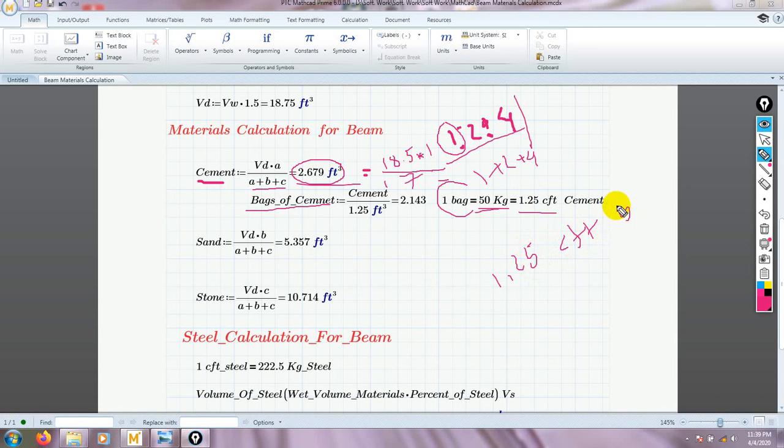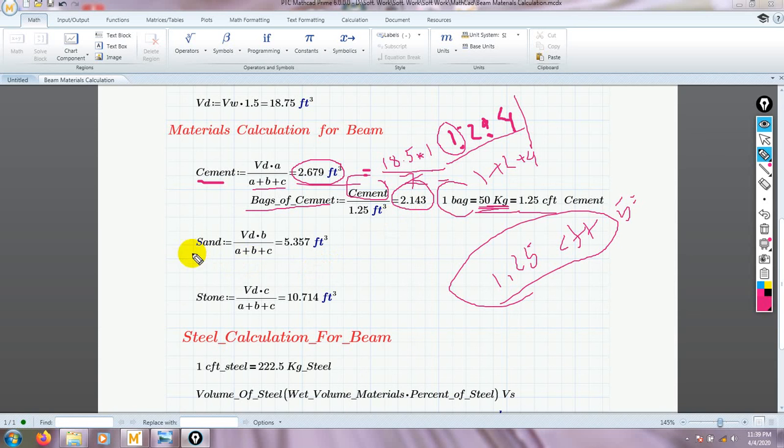So it means that the total weight of 1.25 CFT cement is 50 kg. So when we divide the cement volume, 2.679 feet cube, by 1.25 feet cube, we'll find the bags of our cement. It's showing 2.143 bags of cement are required.